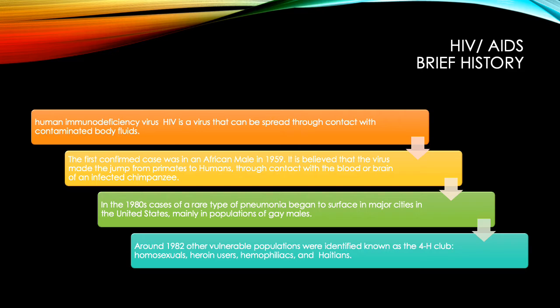In the 1980s, cases of a rare type of pneumonia called PCP pneumonia began to surface in major cities in the United States, mainly among populations of gay males. Around 1982, there were other vulnerable populations that were identified, and they were known as the 4-H Club. These were homosexuals, heroin users, hemophiliacs, and Haitians.